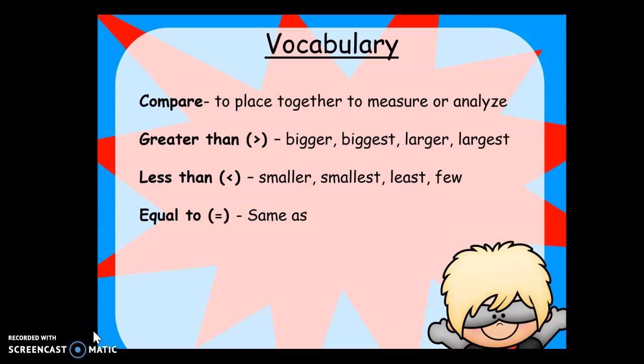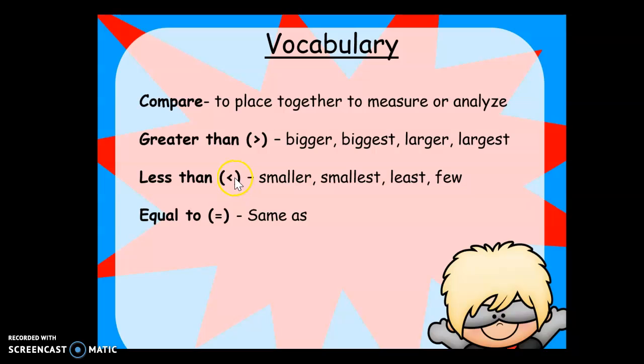Here, guys, we have our vocabulary words for this lesson. You may want to jot down some notes to help you remember what each word means. First, we have compare: to place together, to measure or analyze. Next, we have greater than. This is the symbol. Remember, the alligator's always going to eat the bigger, the biggest, the larger, or the largest.